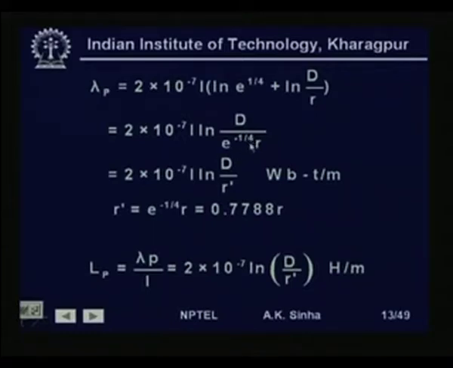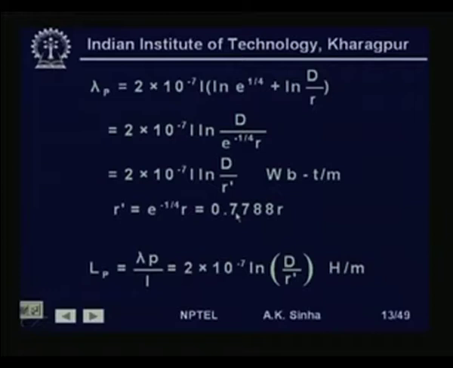So, e to the power minus 1 by 4 into r, which we can write as 2 into 10 to the power minus 7 ln d by r dash, where r dash is equal to e to the power minus 1 by 4 r, or equal to 0.7788 r, which tells us that due to internal flux linkages, the effective radius of the conductor gets reduced somewhat, that is, from r it becomes about 0.7788 r, or 78% of the actual radius of the conductor.